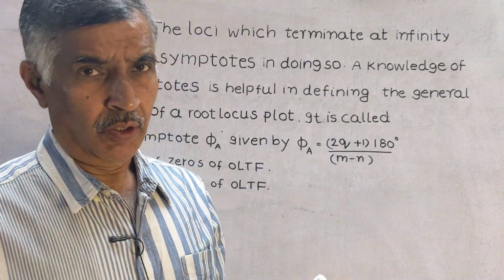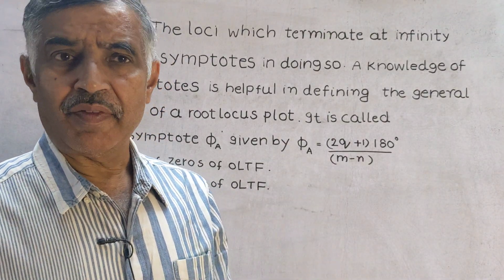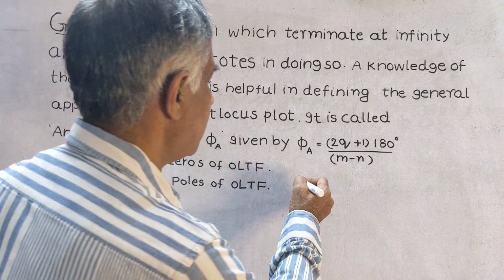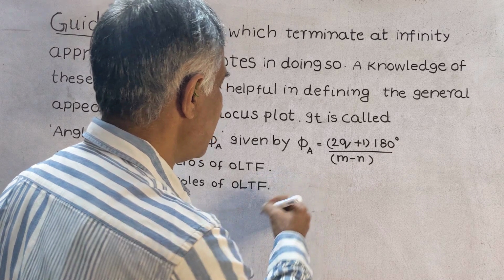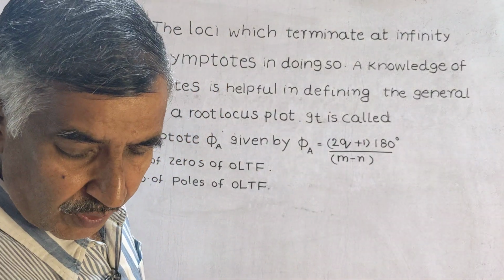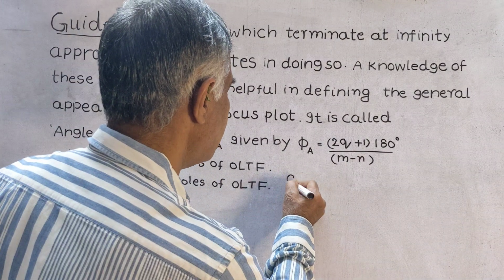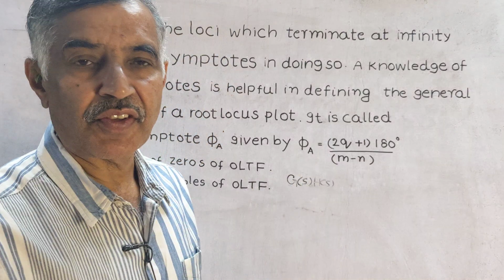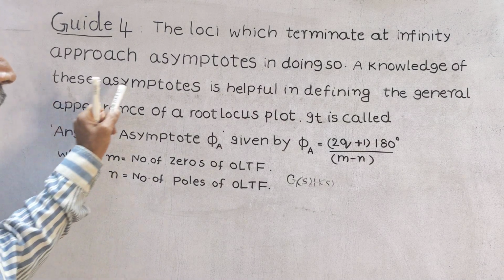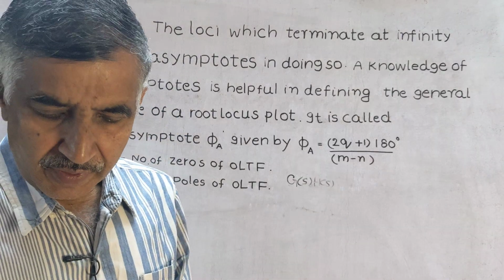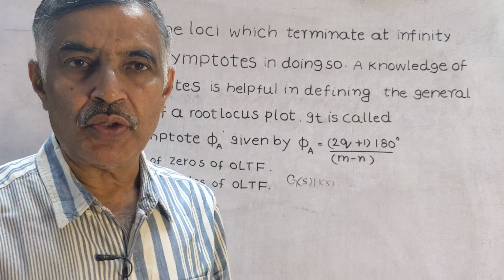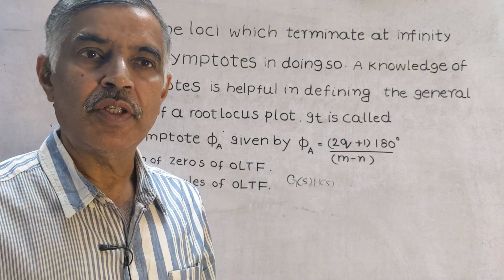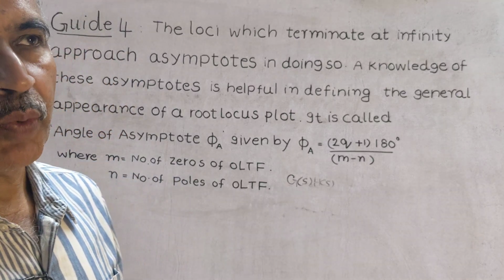What is this angle of asymptote? I will explain. First, you look into the open loop transfer function G(s)H(s). G(s)H(s) is what is called the open loop transfer function, where there are m number of zeros and n number of poles.